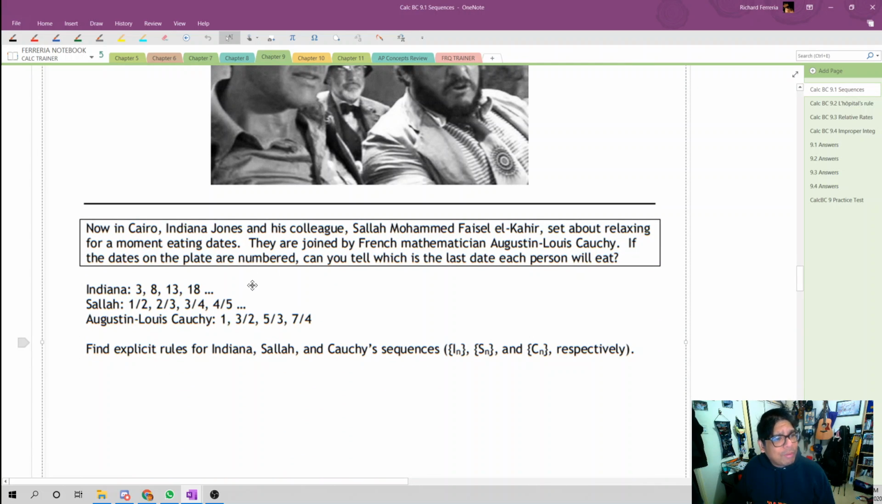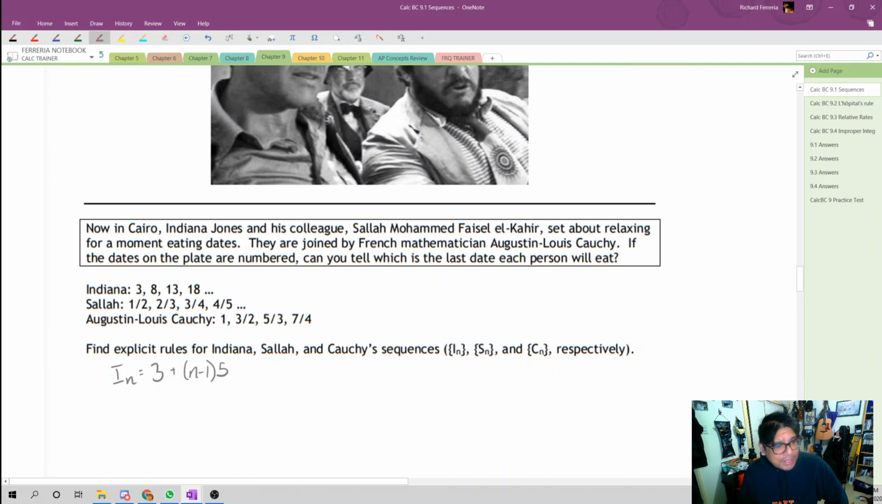So what do we have? We've got 3, 8, 13, 18. Salah is 1/2, 2/3, 3/4, and 4/5. And Cauchy is 1, 3/2, 5/3, and 7/4. So we're going to find explicit rules for Indiana, Salah, and Cauchy.